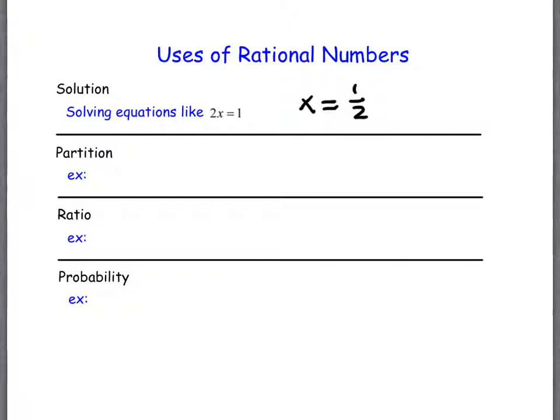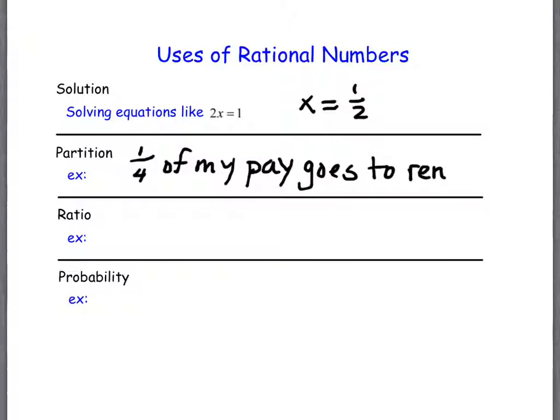Okay. The second example is a partition. So I'm going to give you an example of what a partition could look like. We could talk about 1/4 of my pay goes to rent. It is a part of something else. Right, so 1/4 would indicate being 1/4 of your pay. It's a part of your pay, a partition or a portion of.